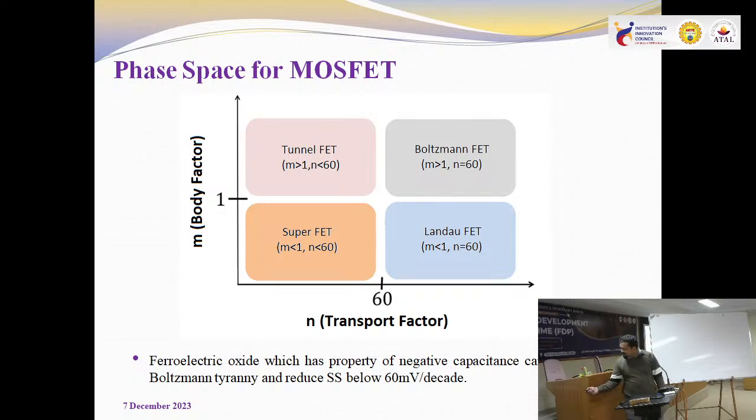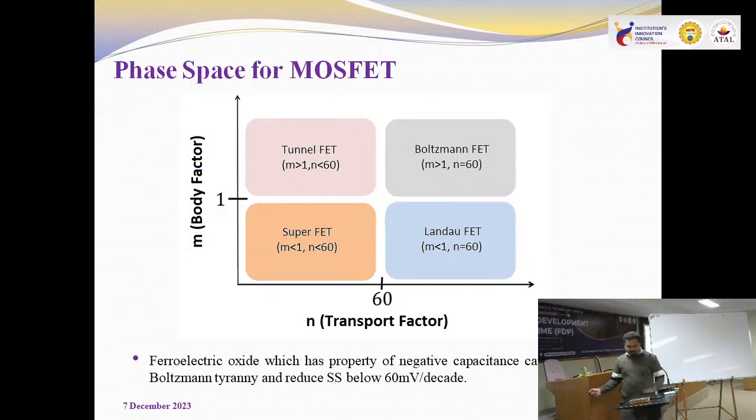Now let's move to this FET, super FETs. In super FETs, what is happening? We are altering both, body factor as well as the transport factor. So devices like NC tunnel FET, NC IMOS come under this category. And the subthreshold swing will be very low because you are modifying both factors, body factor as well as transport factor.